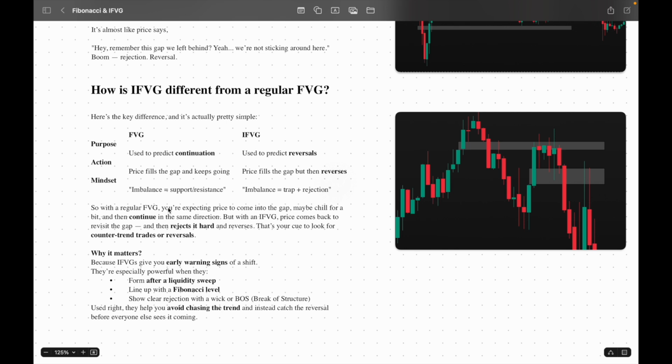With a regular fair value gap, you are expecting price to come into the gap, maybe chill for a bit, and then continue in the same direction. But with an inverse fair value gap, price comes back to the revisited gap and then rejects it and reverses. That's your cue to look for a counter trend and reversals.